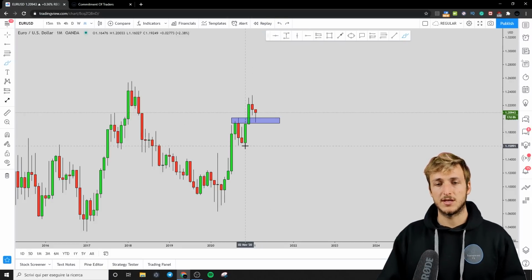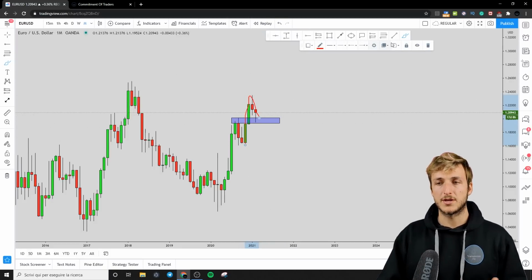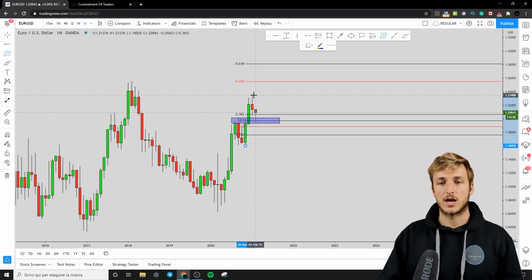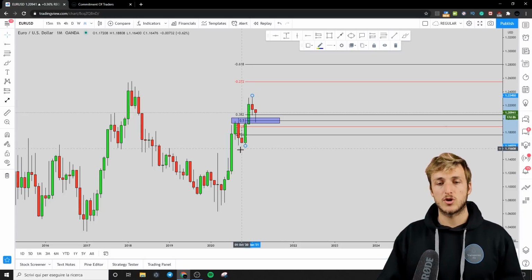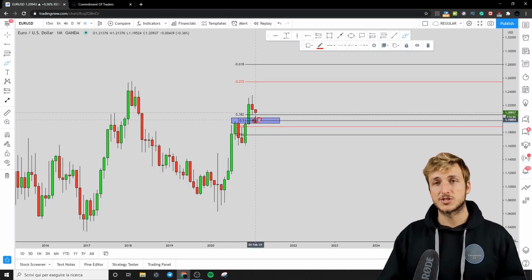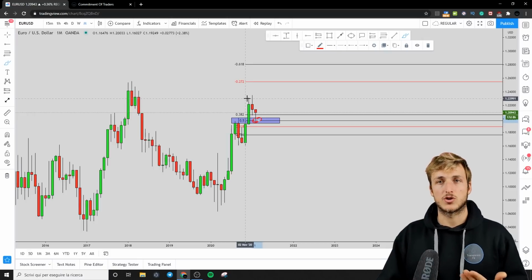Now, generally speaking, after an impulse, if we want to measure the correction, what we have to do is take our Fibonacci from the low to the high of the impulse. And if we take our Fibonacci from the low to the high of this impulse, what we can see is that the market has just retraced exactly to the 50% of the Fibonacci taken on the impulse leg itself, which is a very strong support zone.